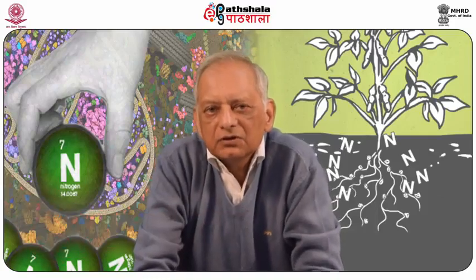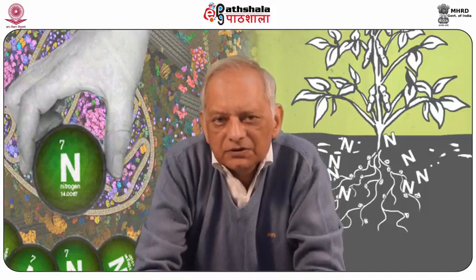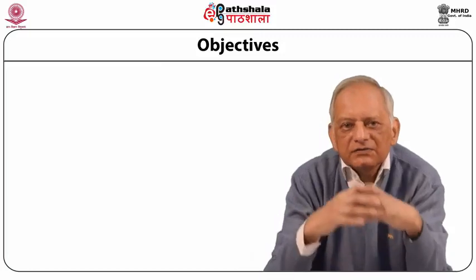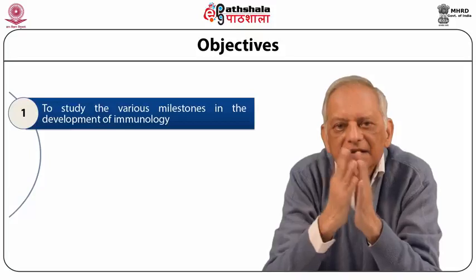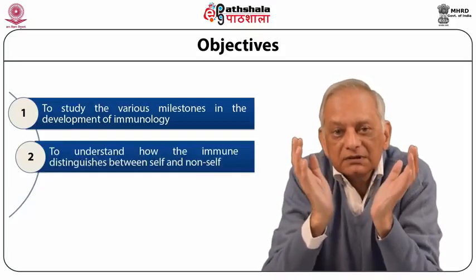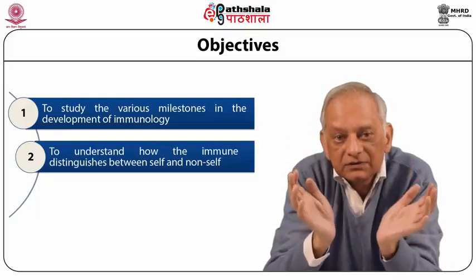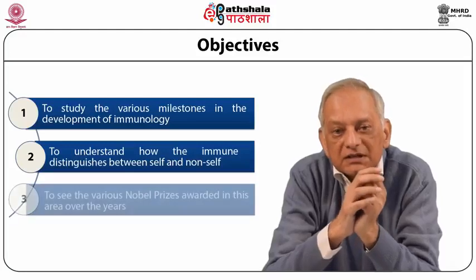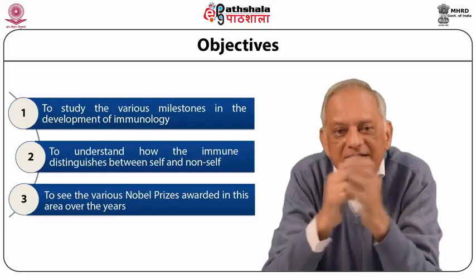Today we are going to talk on the module entitled History of Immunology from the paper called Immunology. The objectives of this module are to study the various milestones in the development of immunology, to understand how the immune system distinguishes between self and non-self. We will also see the various Nobel Prizes awarded in this area over the years.